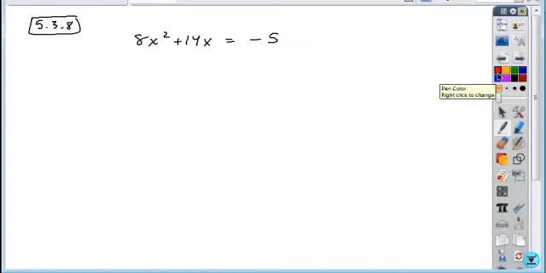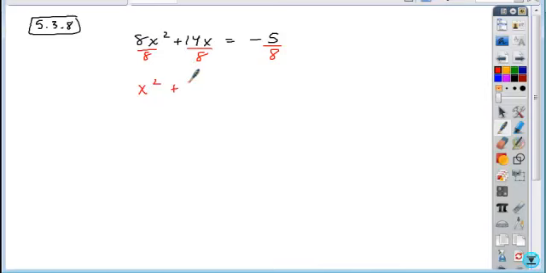All right, on problem number 8, here again they're asking you to solve by completing the square. So the first step is to isolate your constant, which is already done for us. The next step is to get your leading coefficient to be a 1. So in order to do that, I need to divide every single term by whatever the coefficient of x squared is, which is 8 in this case. And so when I do that, I need to simplify.